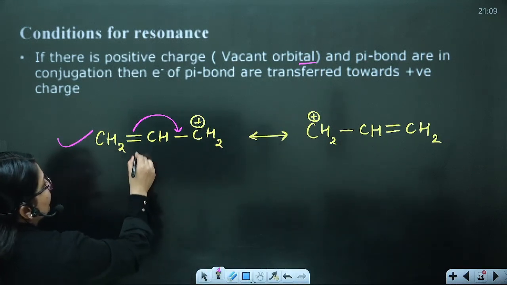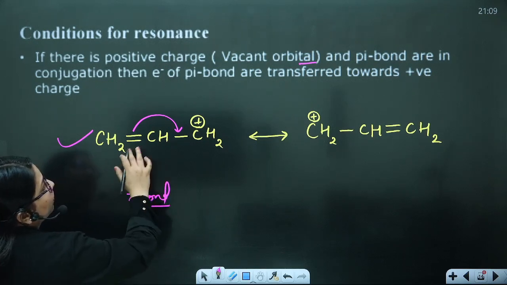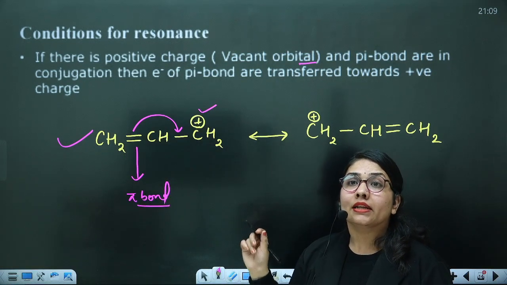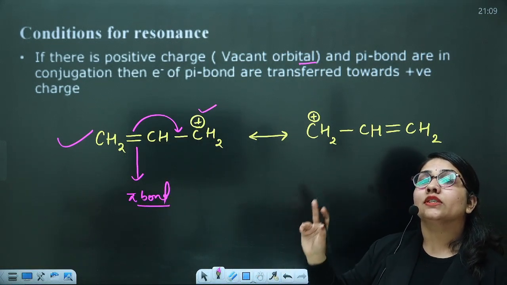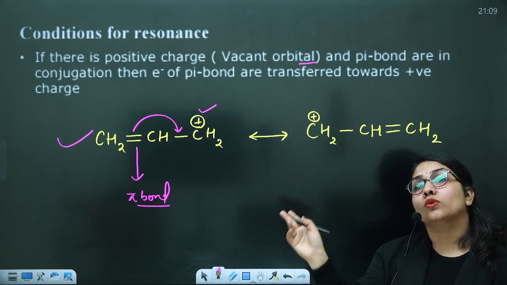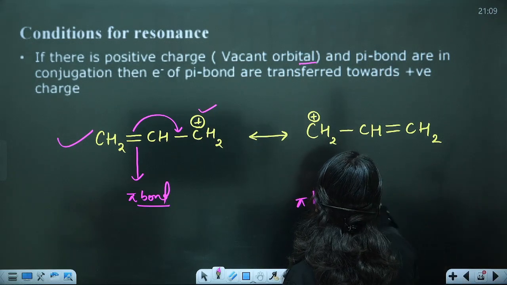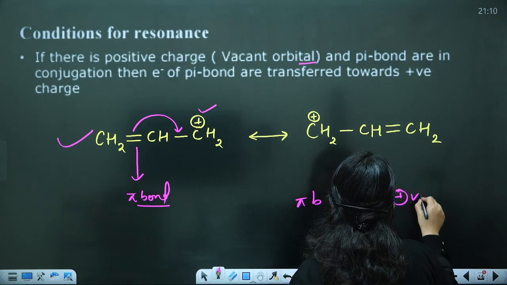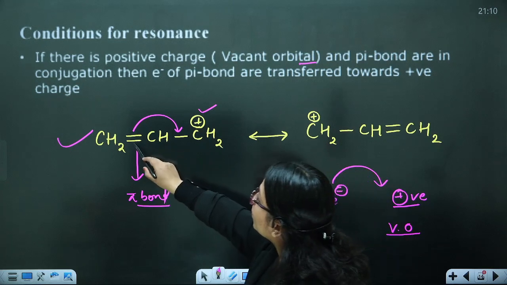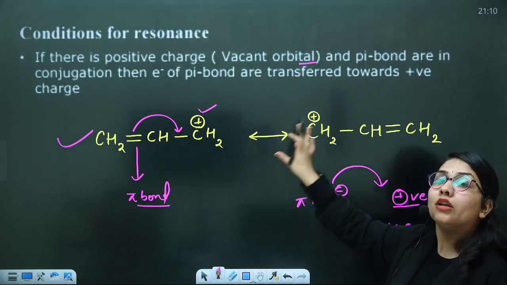See this example. Here also we can see the pi bond, and here it is in conjugation with the positive charge, and here you have to remember that you will transfer the pi bond, okay. Then the electrons of the pi bond will be transferred toward the positive charge. The pi bond electrons are transferred here to the positive charge or vacant orbital. You can see here you will transfer this to make the resonating structure, okay. This is how you will make the structure.